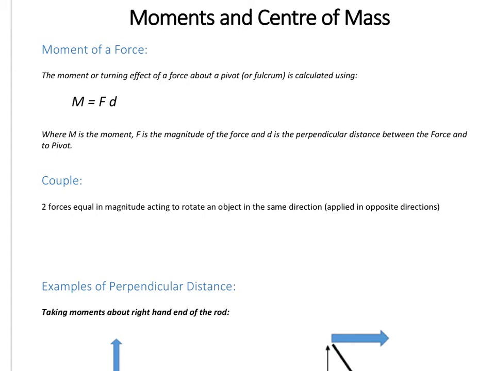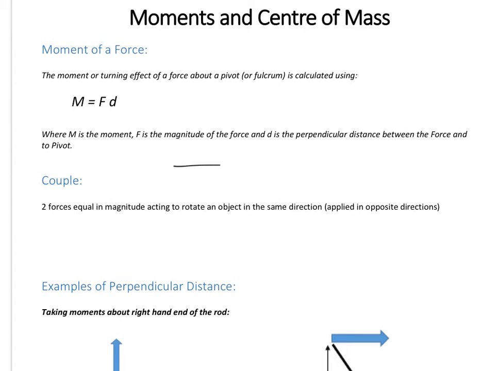Alright, so in this video I'm going to talk about moments and also link them to the centre of mass. So first of all, what is a moment? Essentially it's the turning effect of a force about a pivot. And you can calculate it by multiplying the force by the perpendicular distance here.